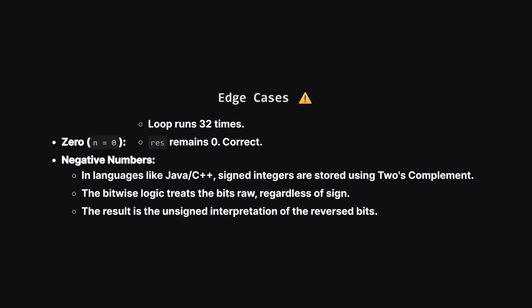What about edge cases? Well, if n is 0, our loop runs 32 times, adding zeros to 0, and the result is 0. That's correct. What about negative numbers? In computer memory, negative numbers are just a specific pattern of bits, usually 2's complement. Our algorithm doesn't care about the sign, it just mechanically flips the bits. So it works perfectly for negative inputs too, assuming we treat the result as an unsigned value or a raw bit pattern.